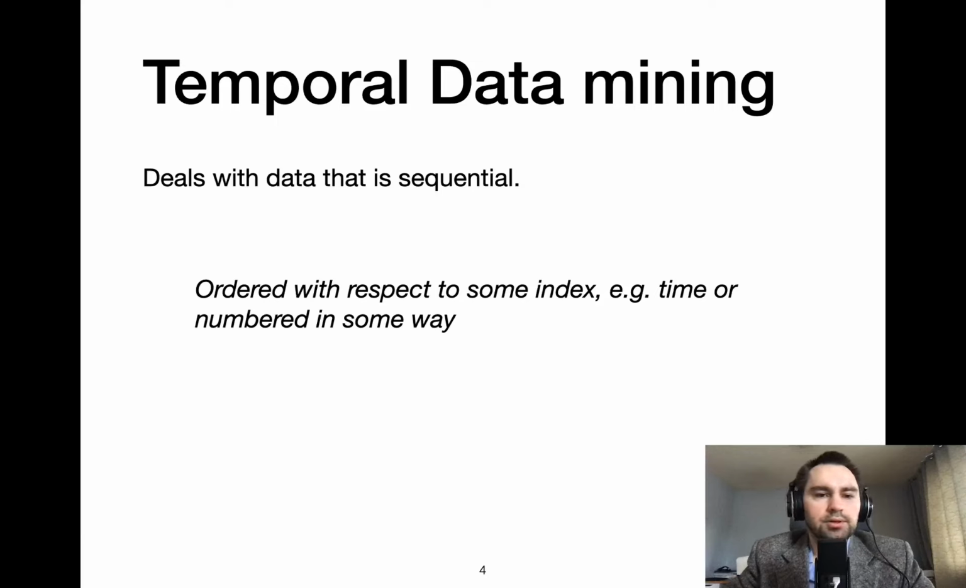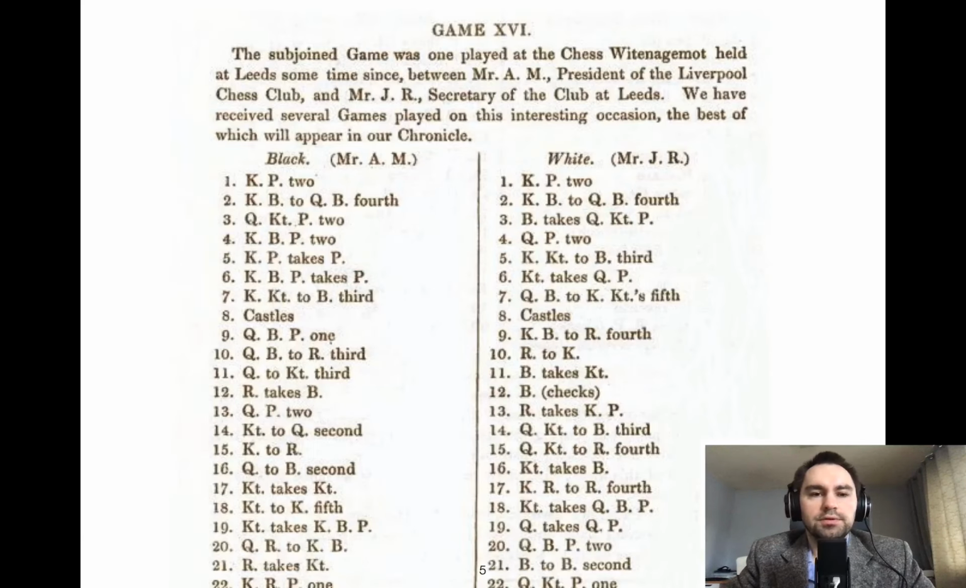Temporal data mining is data mining that deals with data that is sequential. Sequential data is data that's ordered with respect to some index, for example time, or, as in the game of chess, the move number between the two sides.